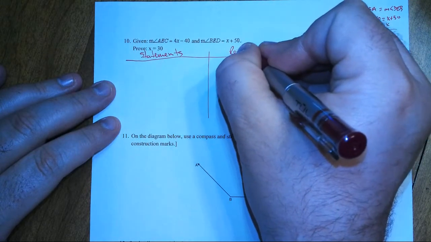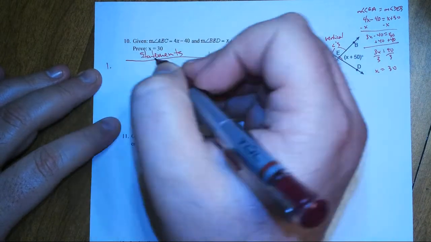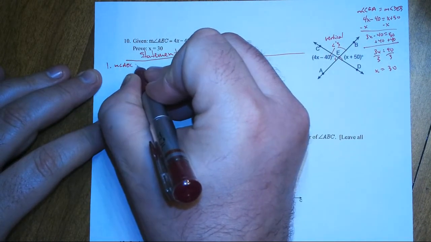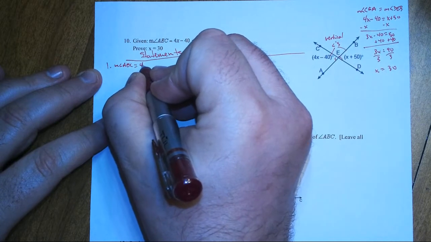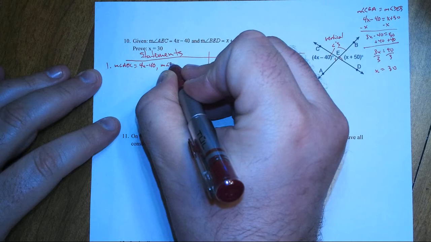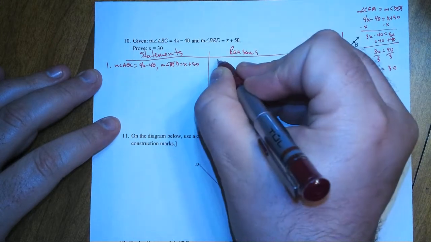Statements. Reasons. Okay. Put down my number 1. Measure of angle AEC is equal to 4x minus 40. Measure of angle BED is equal to x plus 50. And that's given.